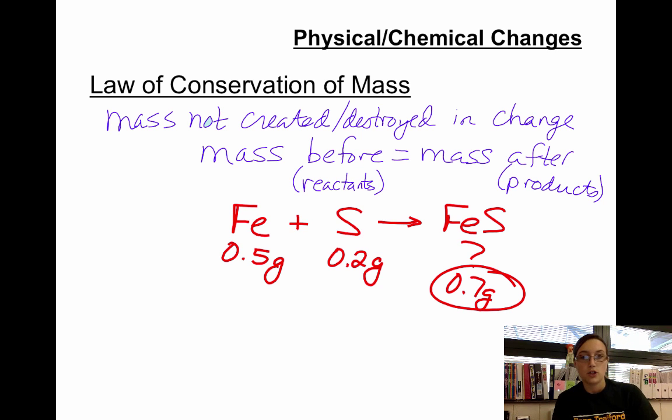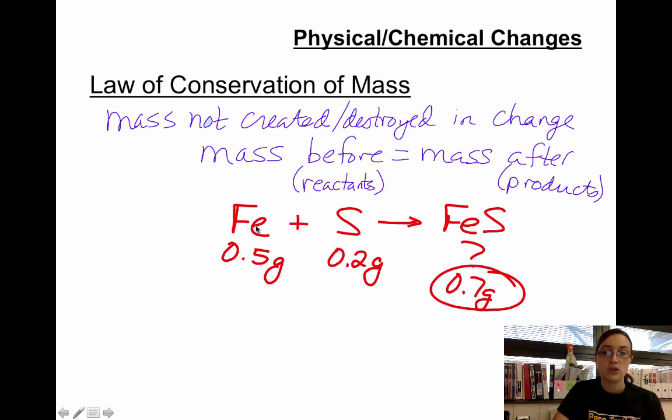Throughout physical and chemical changes, we always have to follow what's called the law of conservation of mass. The law of conservation of mass says that mass is not created or destroyed in any change, whether it's physical or chemical. Instead, our particles just rearrange. So the mass before, which is our reactants, always is equal to the mass after, which is our products.